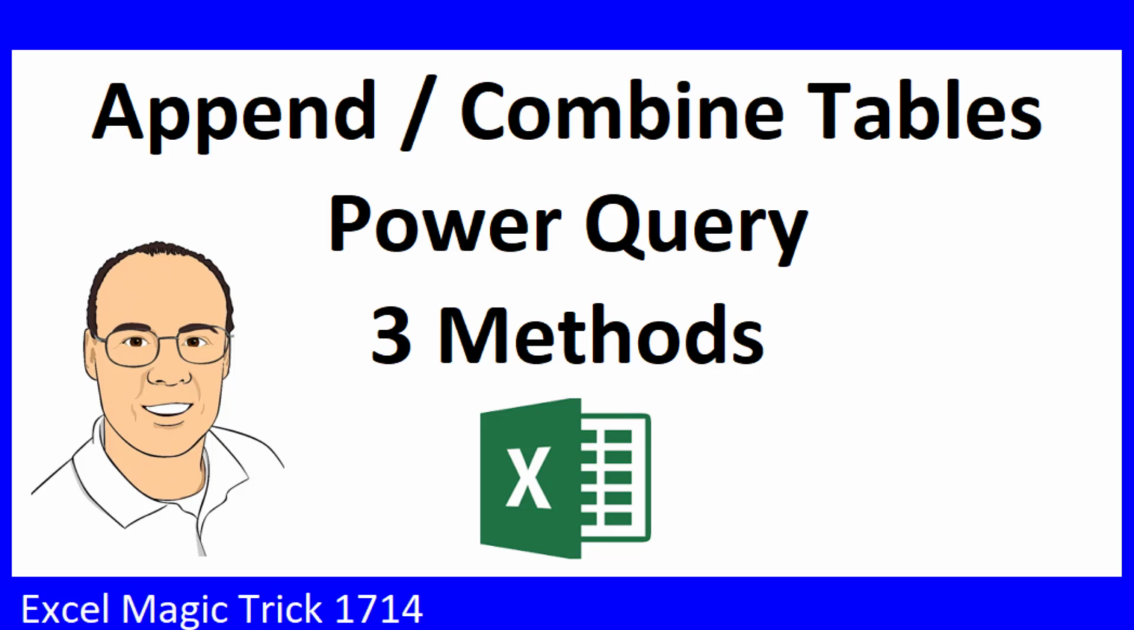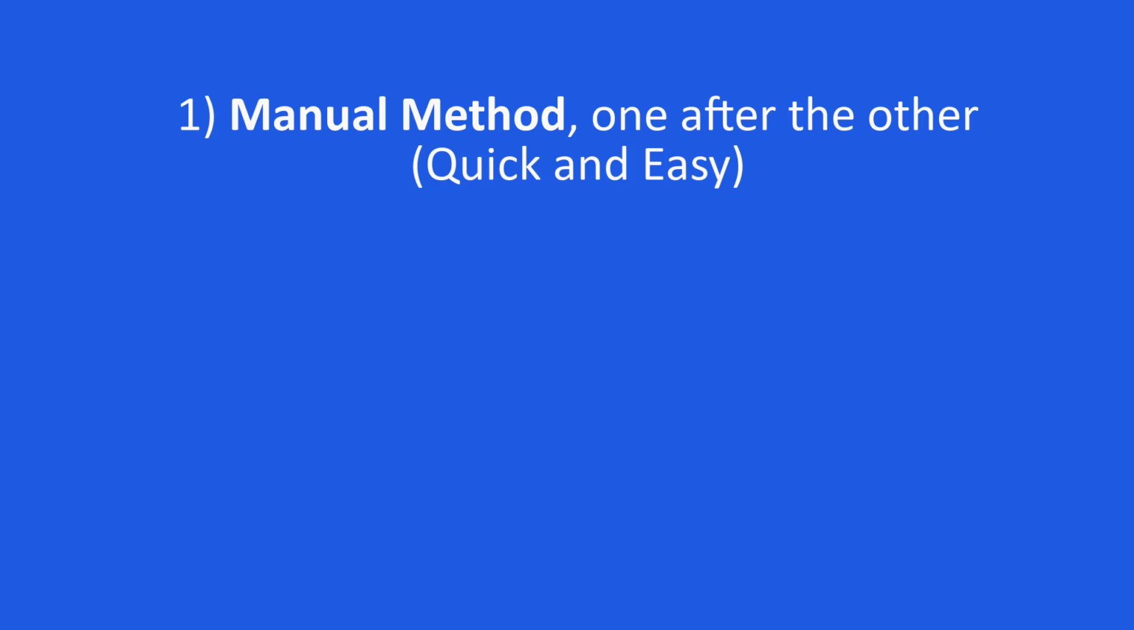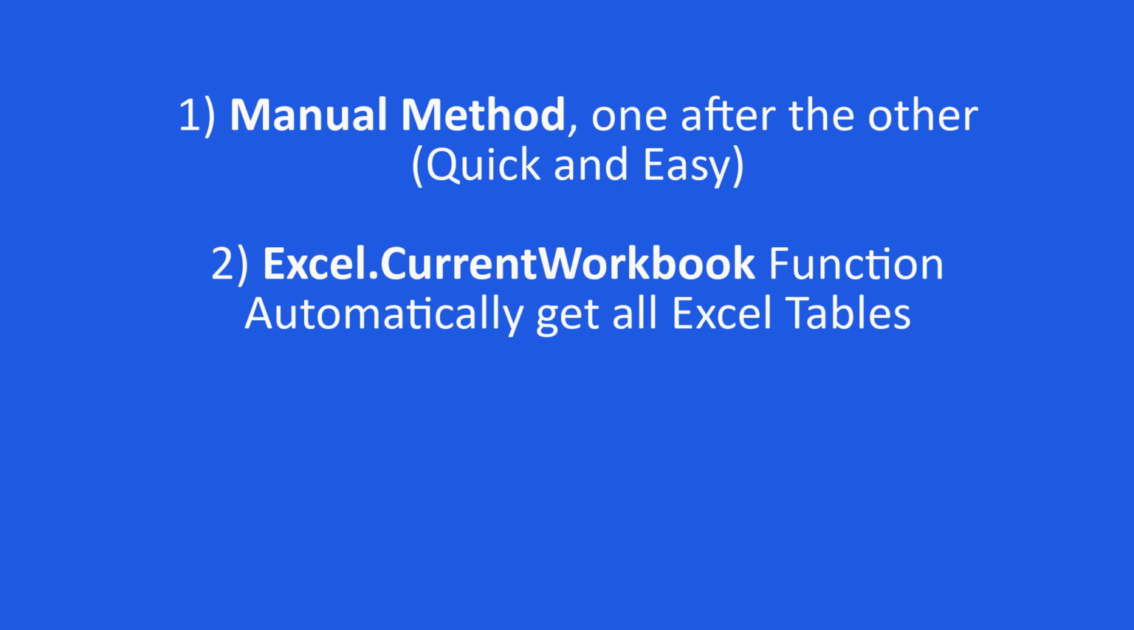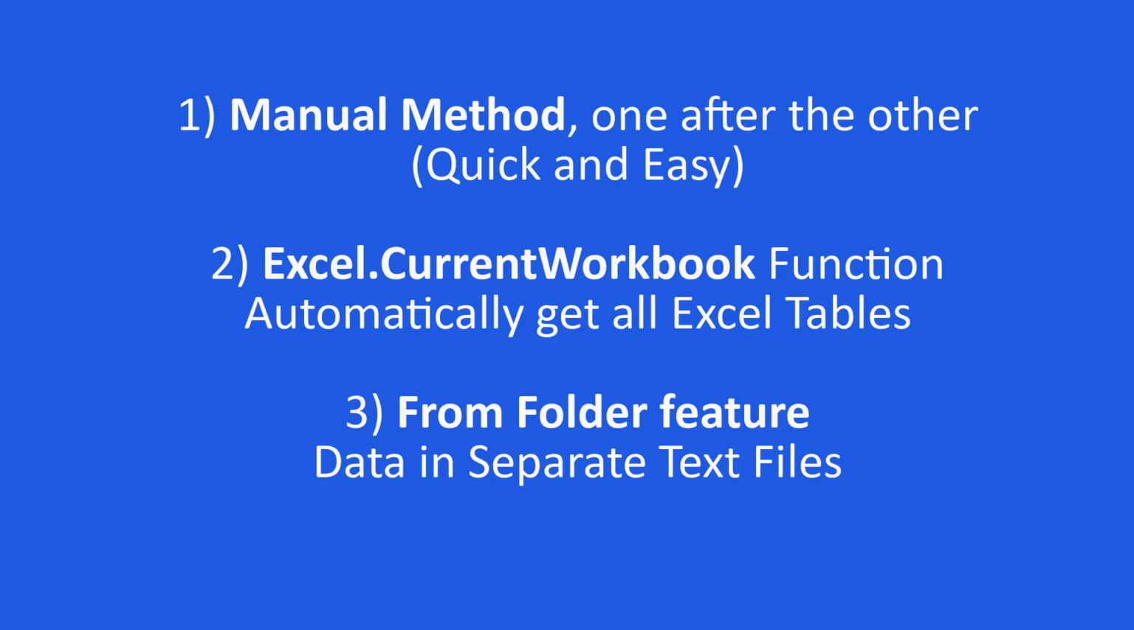In this video, we want to see how to append or combine different tables using Power Query, and we're going to see three methods. We'll see the manual method where we append tables one by one. We'll see how to use the Excel Current Workbook function, which is a Power Query M code function which automatically grabs all the Excel tables in the current workbook. And then we'll see how to use the From Folder feature when the table text files are all as separate files.